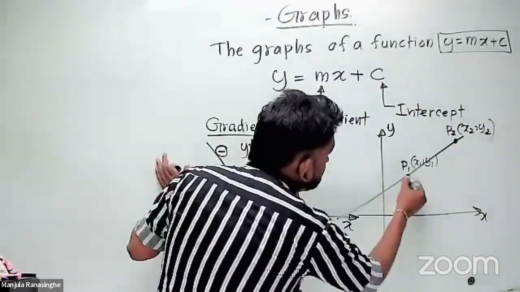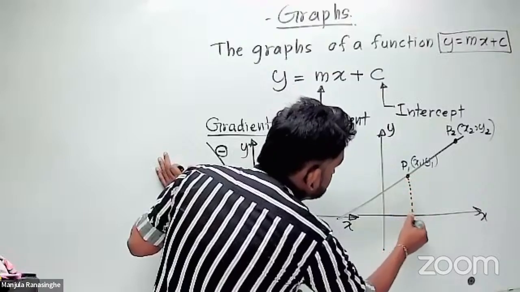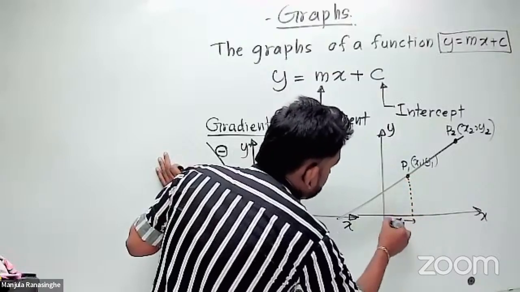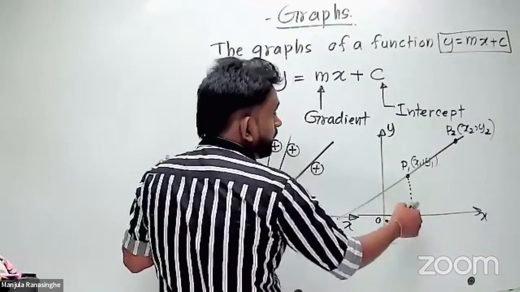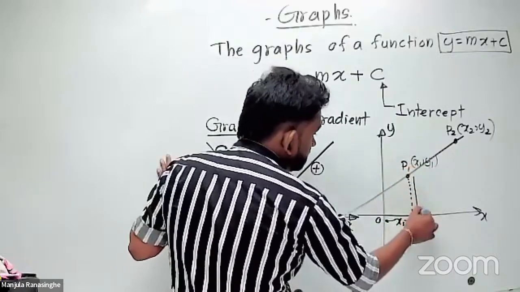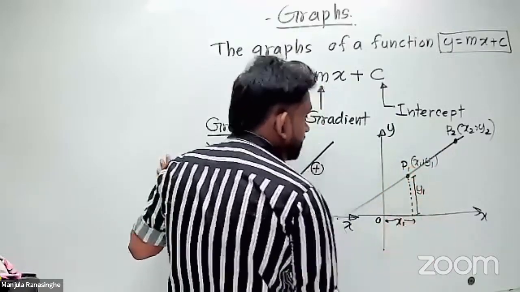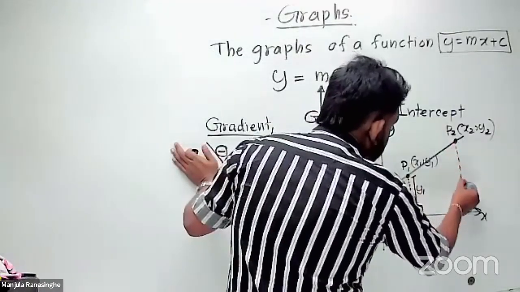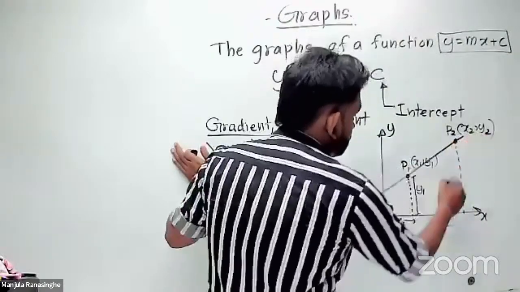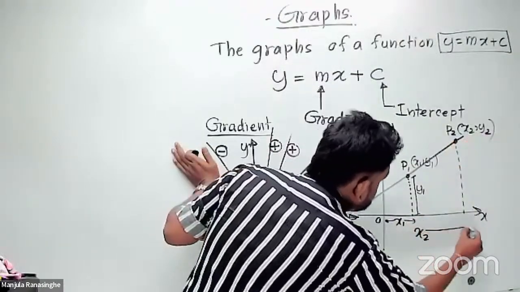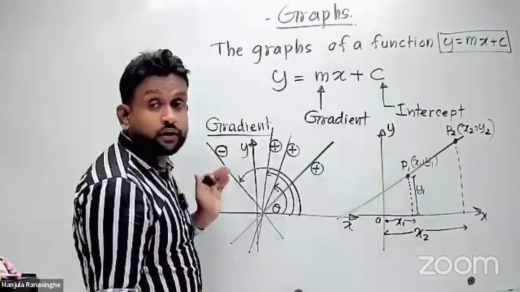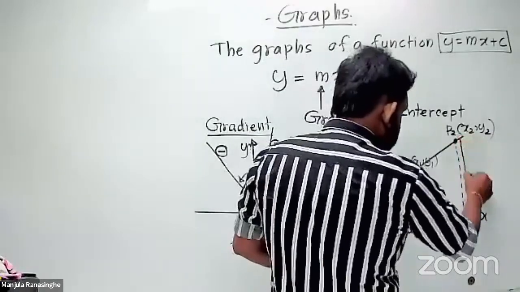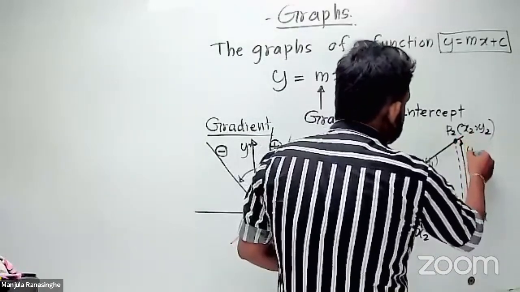So I mark here x1, meaning the x coordinate, this distance from the origin is x1, and the y coordinate is y1. This height is y1. That is done. Then I move to the P2 point, that is x2 comma y2. That means from here to here this distance is x2, and from here to here this distance is y2.